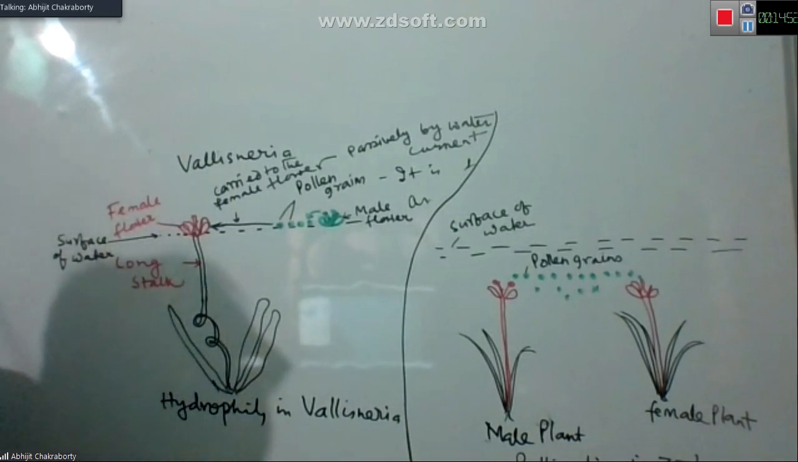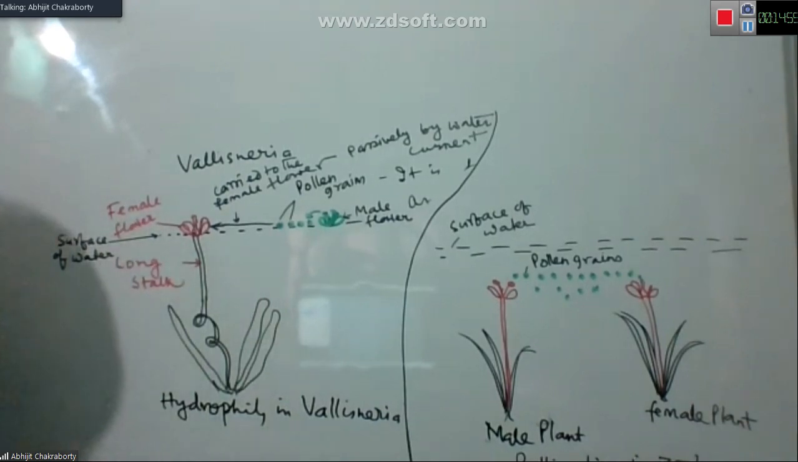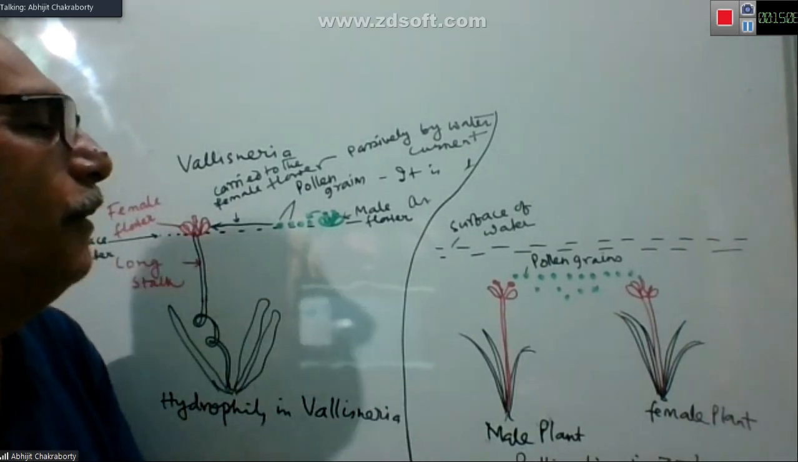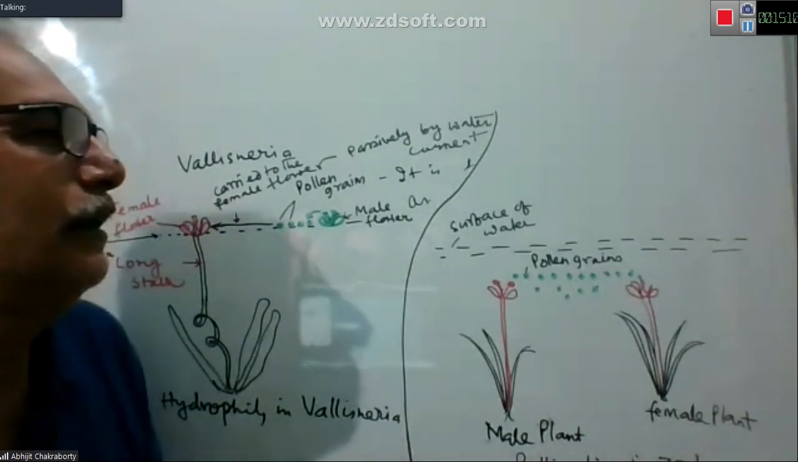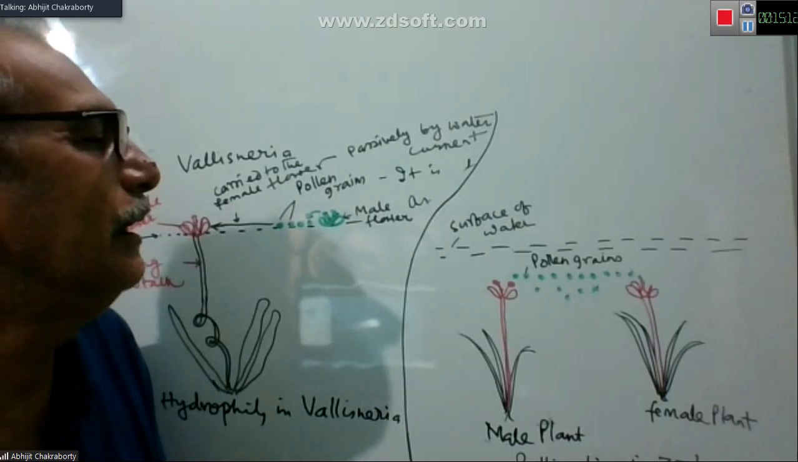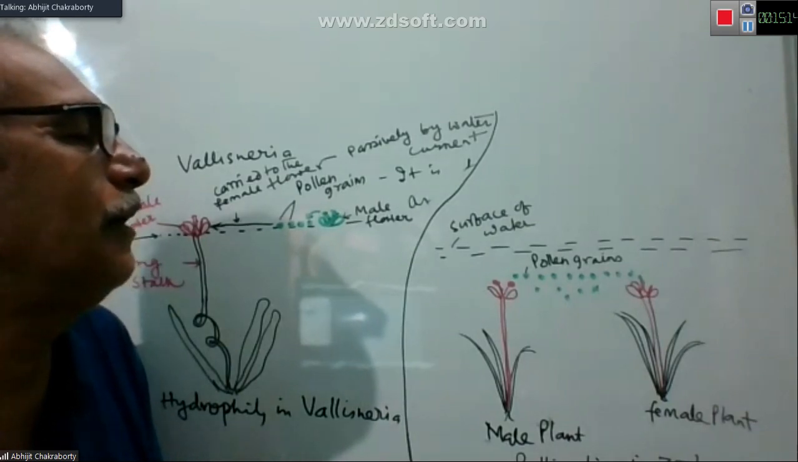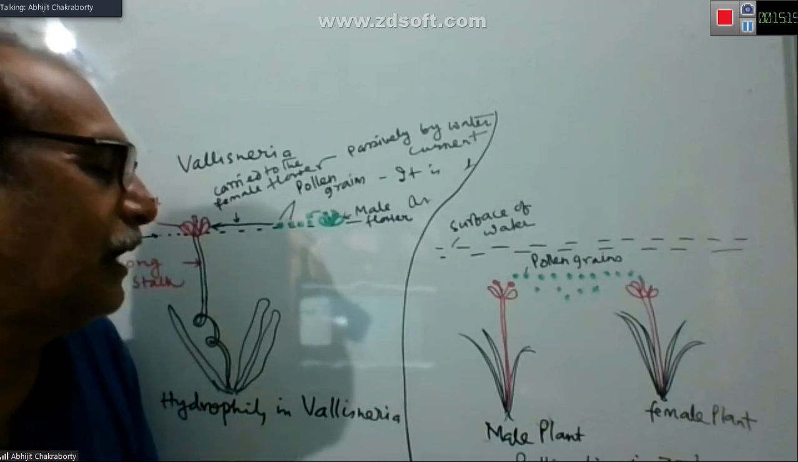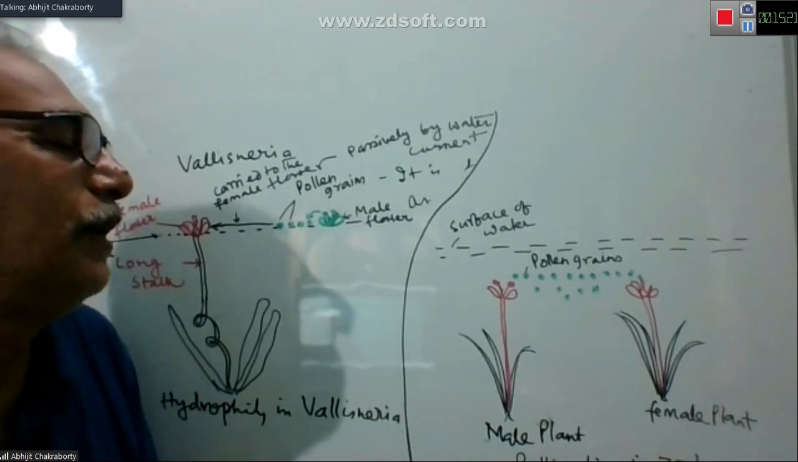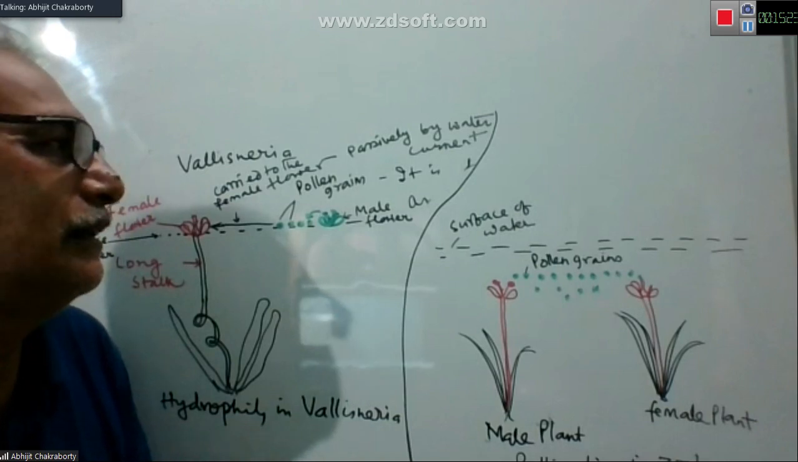Is it clear now? The difference is clear? In case of Zostera, both male and female flowers are found submerged. And from the male flowers, pollen grains are released inside the water, and these pollen grains are then carried to the female flower passively by water current. This is pollination in Zostera or sea grasses.